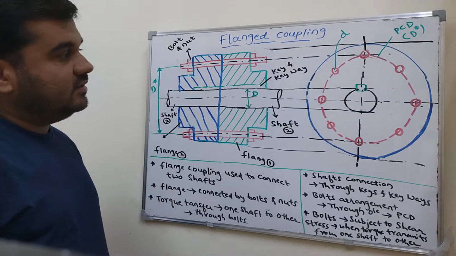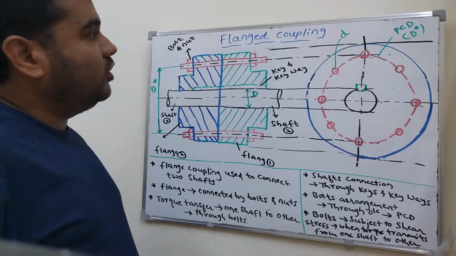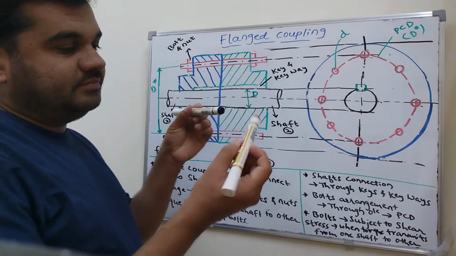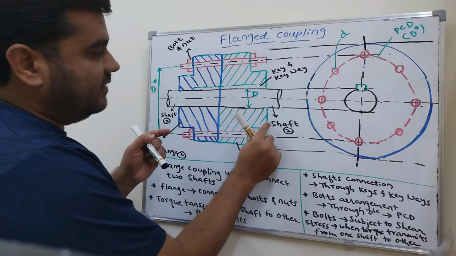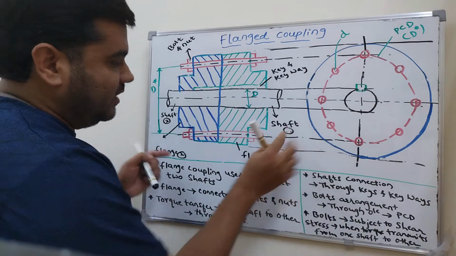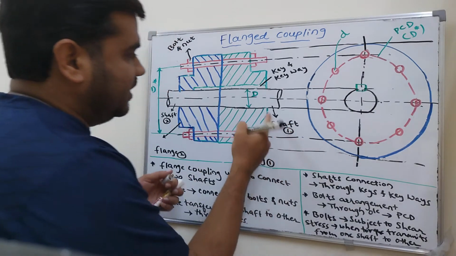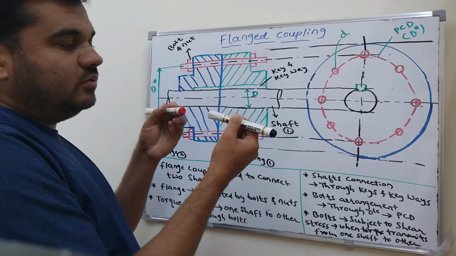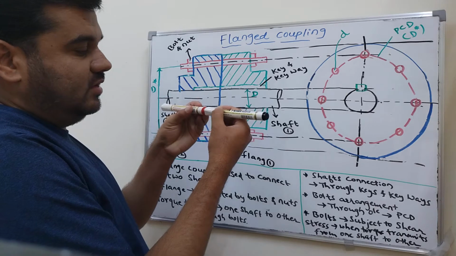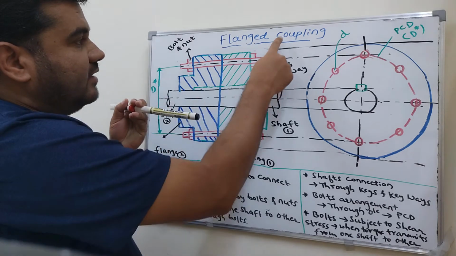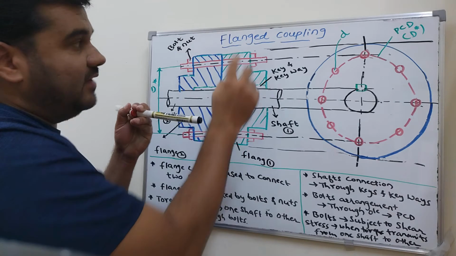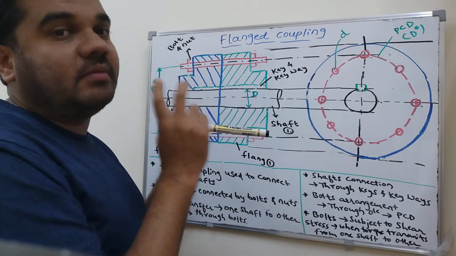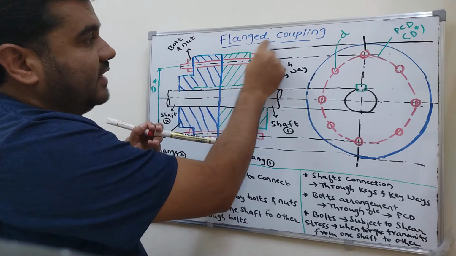First we'll see the diagram of the flanged coupling. What do you mean by flanged coupling? Coupling means there are two shafts. Here this is shaft 1 and this is shaft 2. One solid shaft, one more solid shaft. If you want to connect these two shafts together, then we use a coupling, the flanges. We need two flanges, and those two flanges together form a coupling. So it is called flanged coupling.